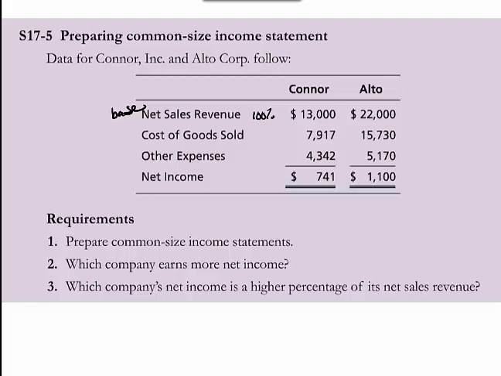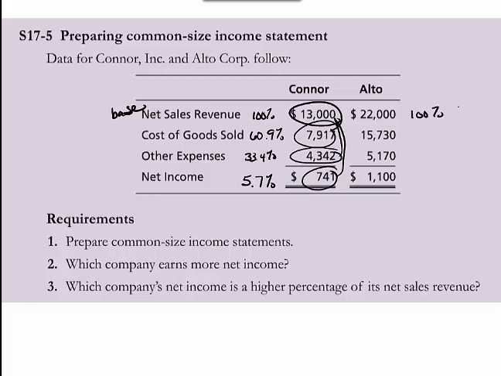So this is obviously 100. Then we take 7917 divided by 1300, and we get 60.9%. 4342 divided by 1300 gives us 33.4%. And then 741 divided by 1300 is 5.7%. We do the same thing for Alto.